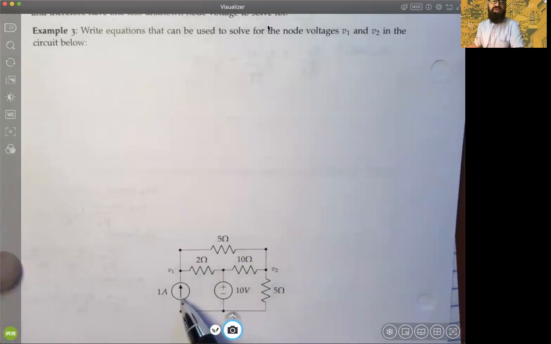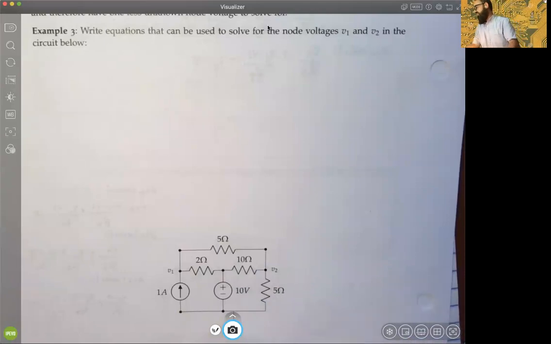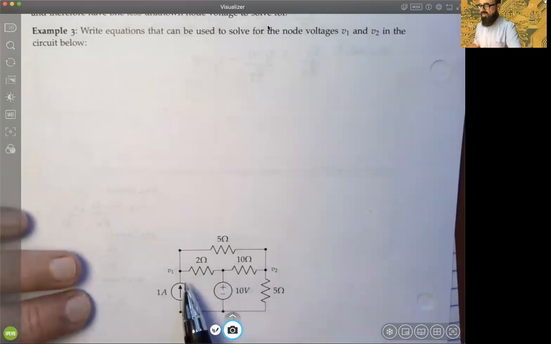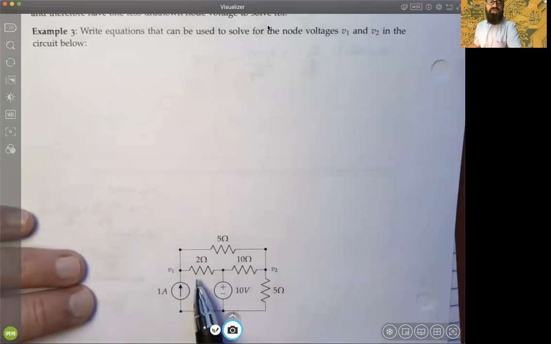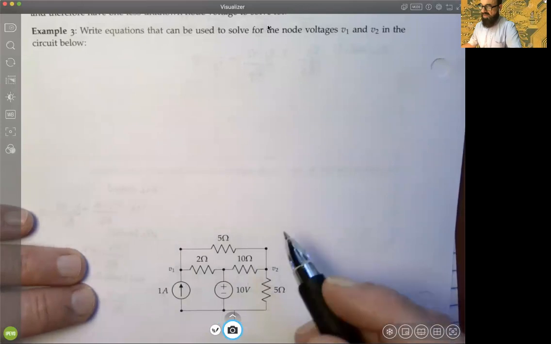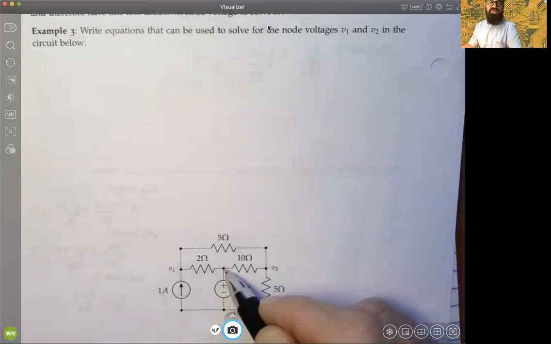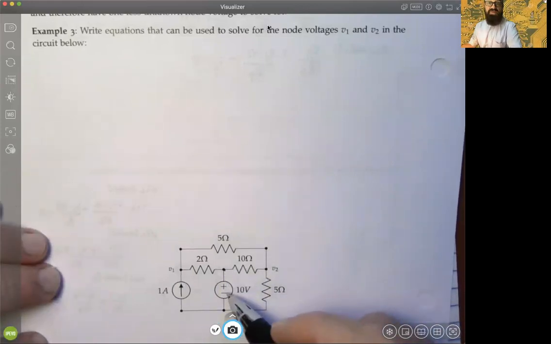We have an independent current source, an independent voltage source, and we have 4 resistances here. Again, with no opportunity to exploit series or parallelism, and we want to apply node voltages. In this case, we have identified 2 node voltages, noticing that we're not going to specify the center one as a node voltage because we have a voltage source there. So the voltage at that node is exactly 10 volts.